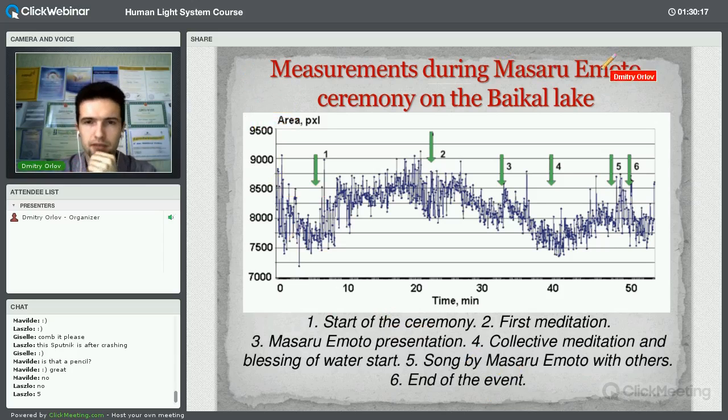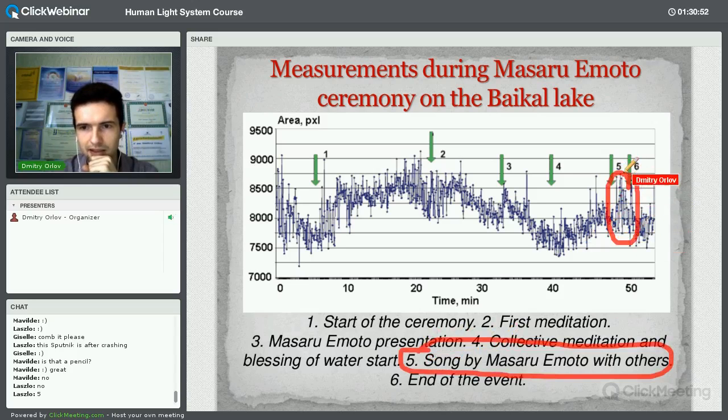Then Professor Kharkov made measurements remotely at a ceremony on Lake Baikal, and you can see that there are special time spots, 1, 2, 3, 4, 5, 6: like first meditation, then some presentation, then collective meditation, then a song, etc. Here is everybody singing a song. You see that the level of deviation here is much higher than when everybody was meditating, which was a much smoother line than here.